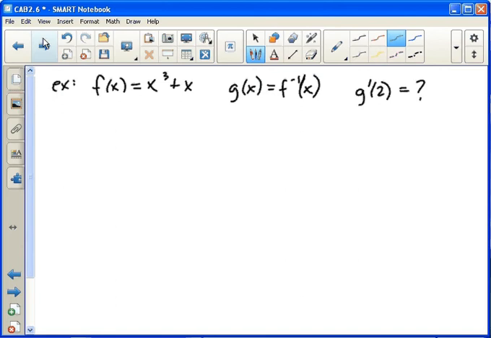So now we have the equation x cubed plus x, and we're told that g is the inverse of f, and they want to find out g prime of 2. So let's go back to our original equation. g prime of x equals 1 over f prime of g of x, and plug in 2. So g prime of 2 equals 1 over f prime of g of 2.